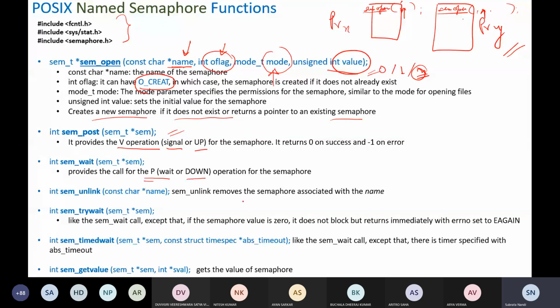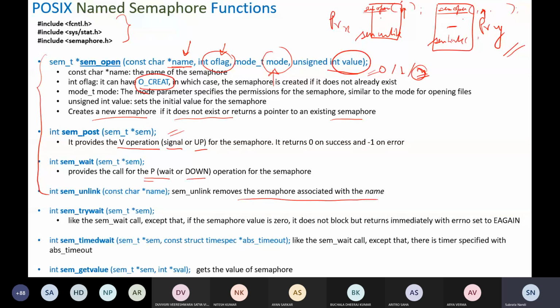And sem_unlink is to remove the semaphore associated with the name. So if one particular process calls sem_unlink, and the other process tries to use it, then there will be an error message. So you have to make sure that all the processes have used it. Basically these are the 4 functions which are used to manipulate or use semaphores.